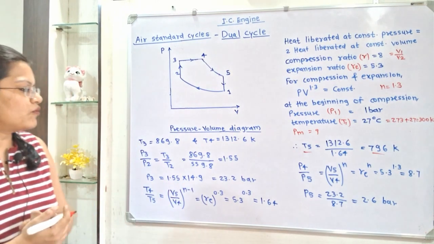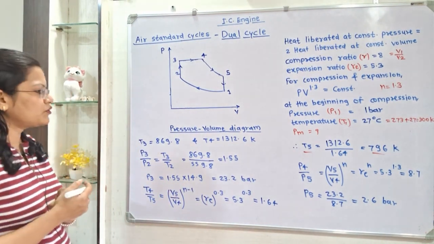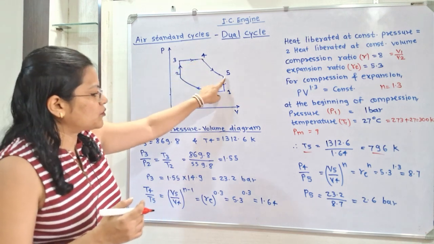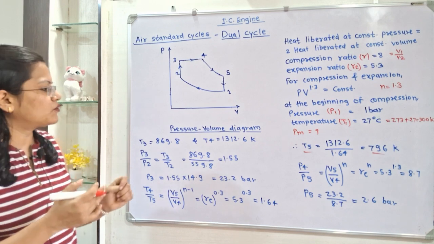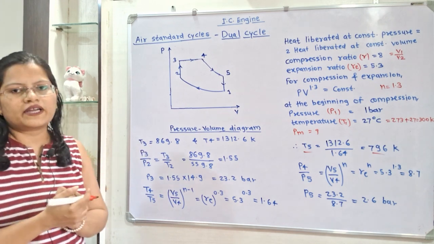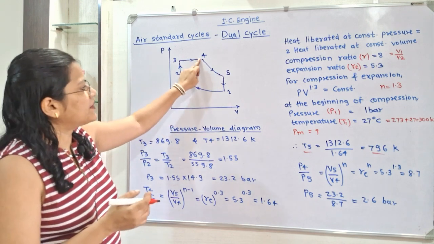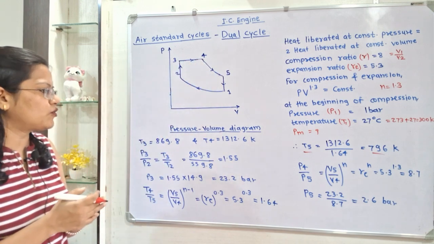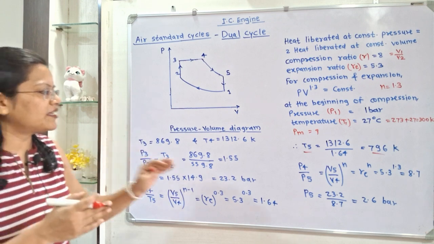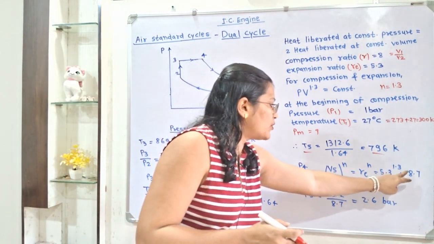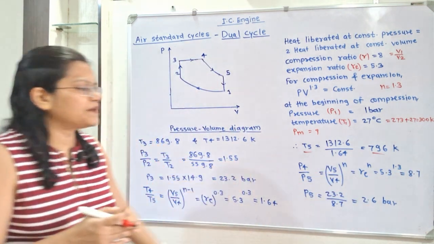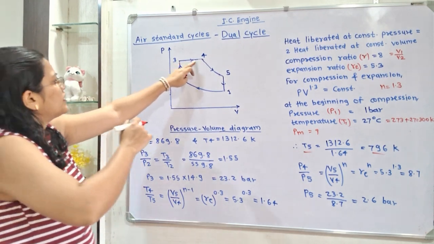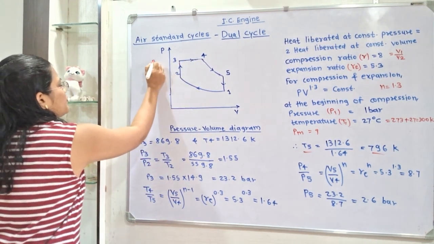Now we will find out the pressure. So again we will consider the process 4 to 5. P4 by P5 is equal to V5 by V4 raised to n. Again V5 by V4 is known as the expansion ratio. So Re raised to n, that is 5.3 raised to 1.3, is equal to 8.7. Now what about this P4? If we observe here, P3 is equal to P4.